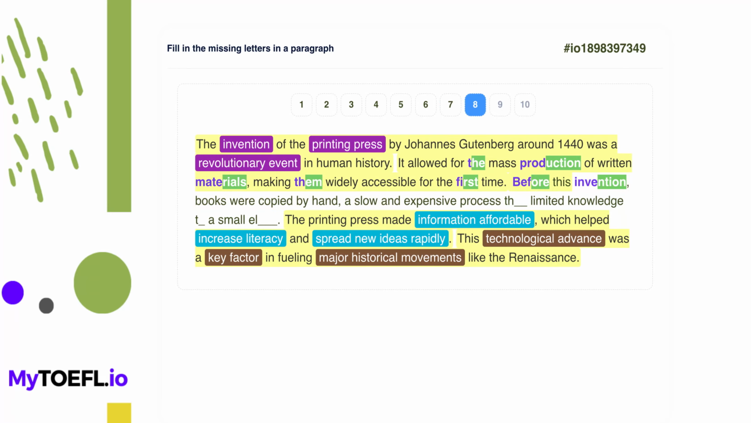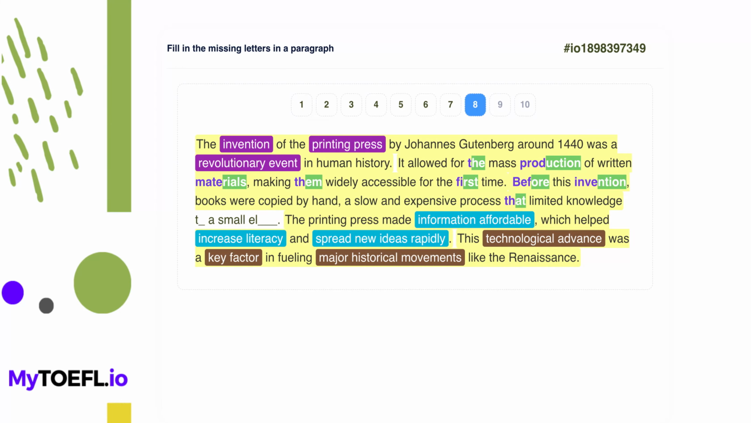We arrive at the eighth blank. Before this invention, books were copied by hand, a slow and expensive process, blank limited knowledge. The question provides the letters T and H and contains 2 missing spaces. We have a relative clause describing the slow and expensive process. We need a relative pronoun starting with th to connect the noun process to the verb limited. The correct word is that.